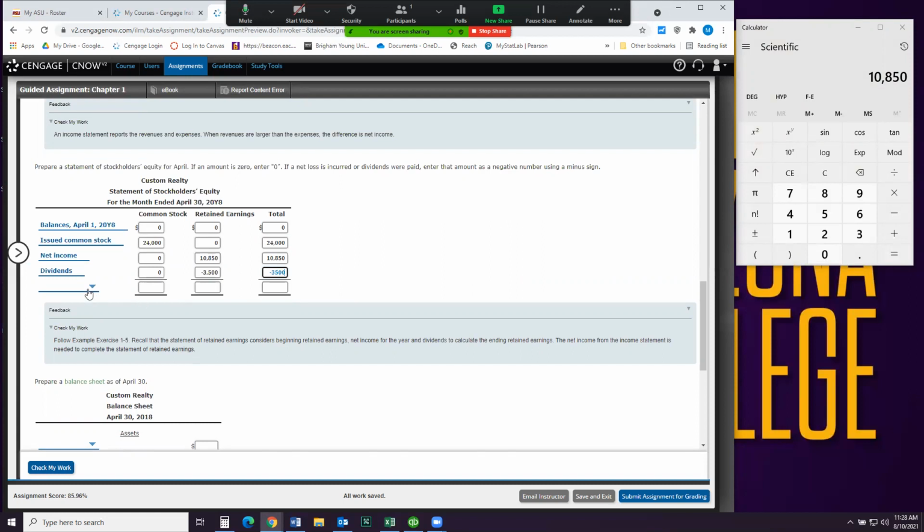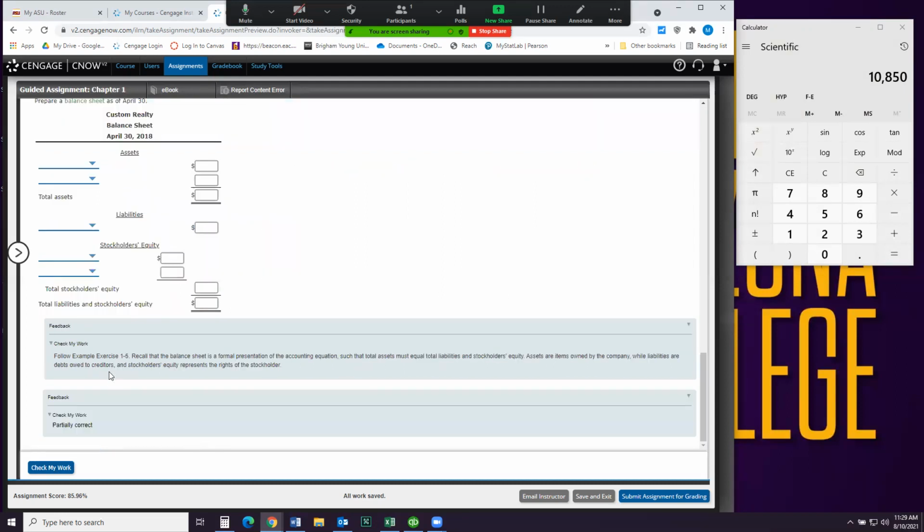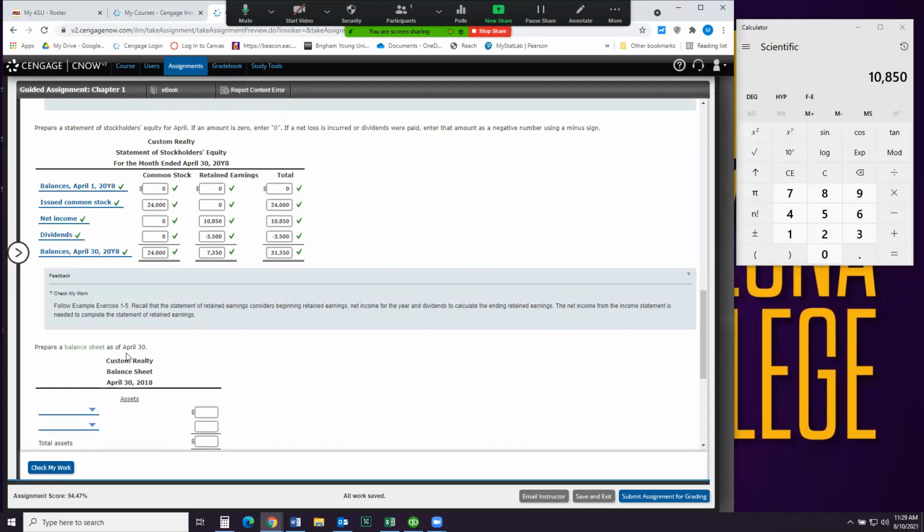And now we're just going to total these up. So our balance at the end of the month is going to be $24,000 in common stock. What would that be? $7,350 in retained earnings. And $31,350 is the total. Could have just used my calculator, right? But sometimes we get lazy. Let's see if getting lazy hurt me. Nope, I did it right in my head that time. So there's our statement of stockholders' equity.